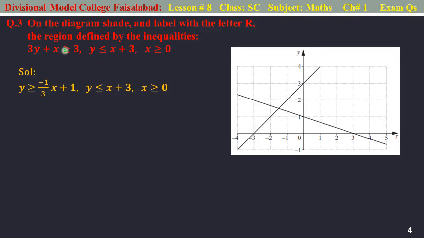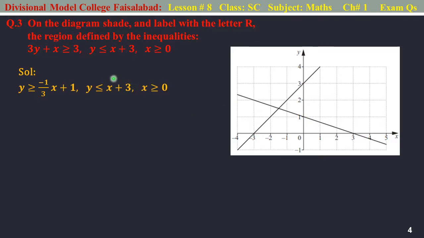Writing this inequality in gradient intercept form, we get y is greater than or equal to -1 over 3 x plus 1. Moving x to this side will give you minus x plus 3, and dividing by 3 you will get -1 over 3 x plus 1. This is already written in gradient intercept form. What is the graph of this equation? The line which passes through the point where y is equal to 1, because its y intercept is 1. So what is this line? It is this one, this line.